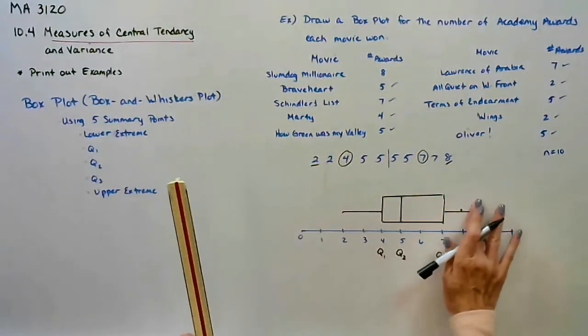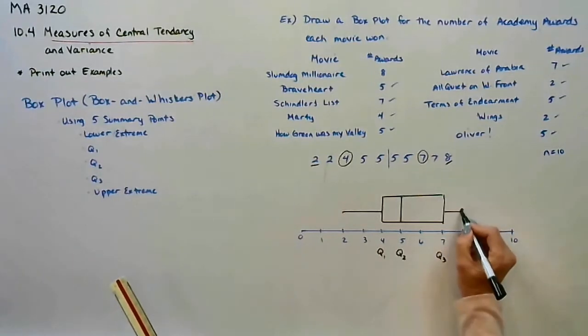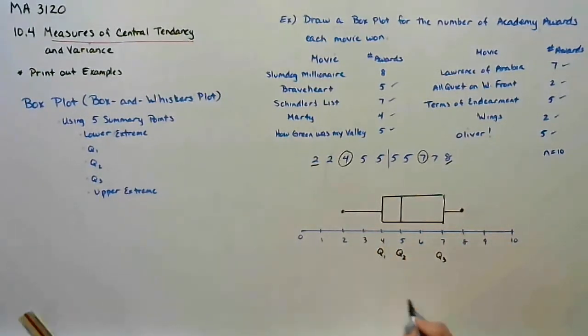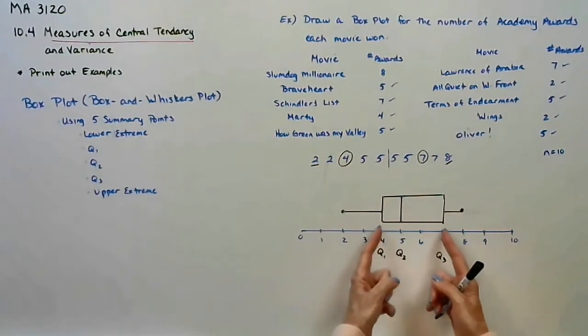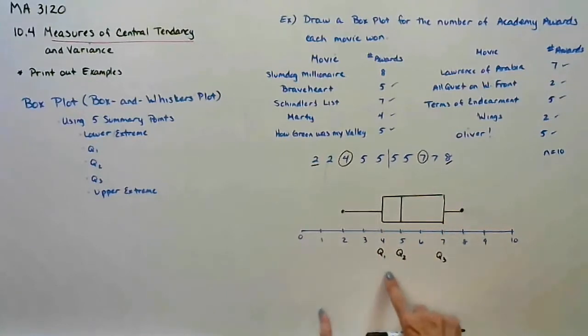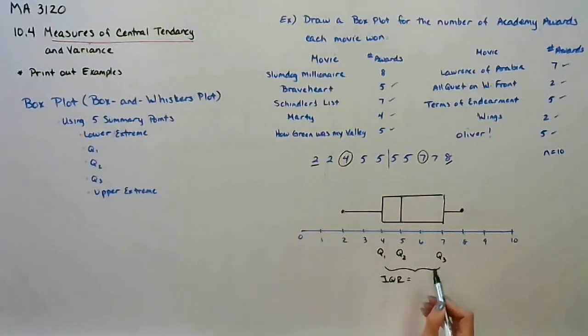Oops, I went right past 8, didn't I? And so here are the whiskers, and there's the box. Now you can visually see that the majority of the scores are between 4 and 7. Same idea: the interquartile range would be 7 minus 4, which is 3.